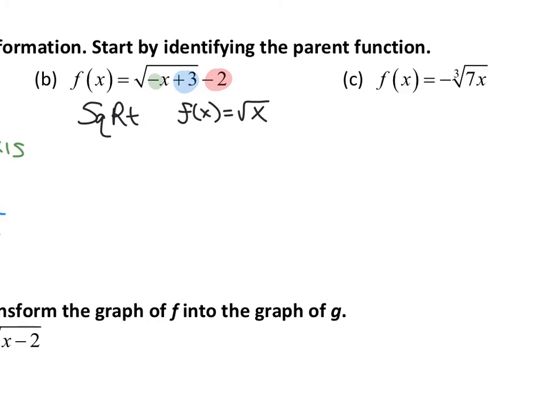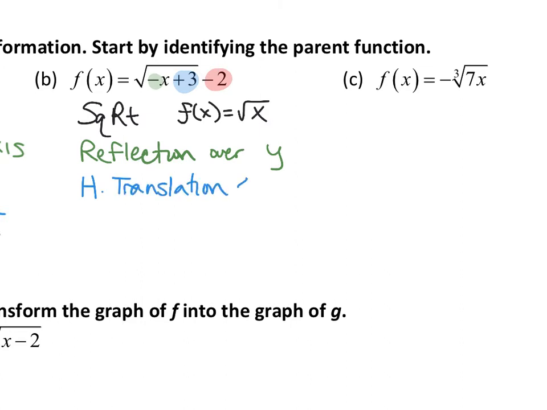The negative on the inside is also a reflection over which axis? Over the y. This is going to reverse directions. Instead of going this direction, that square root function is going to go that direction, flipped over. And it has 2 translations. It's going to move horizontally, so horizontal translation. Which direction? To the left. And then vertically, how is it going to move? Down, yeah.